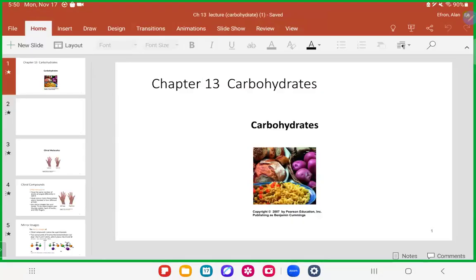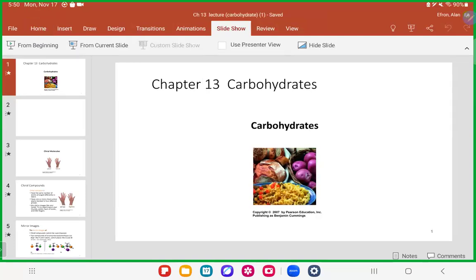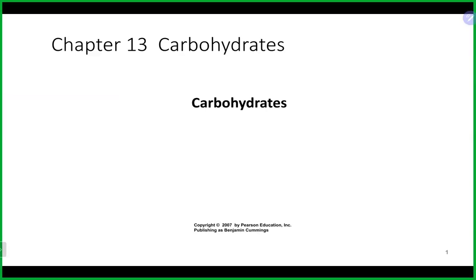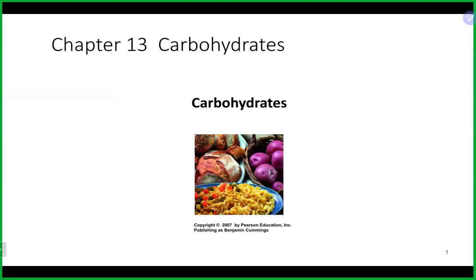We're going to change gears a little bit and go back to chapter 13, which is carbohydrates. So we're on the back end here, the final three: carbohydrates, some bread, some protein, some meat, and I'll do some fats and lipids to finish it out.